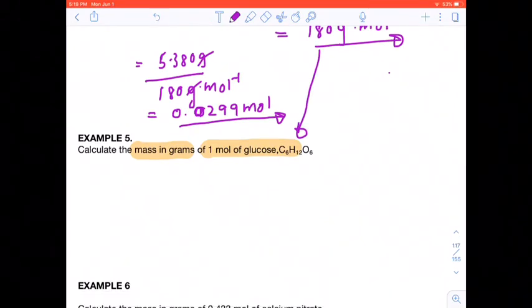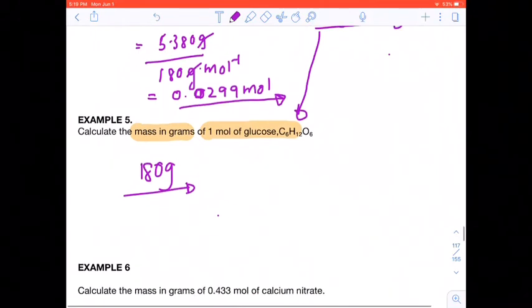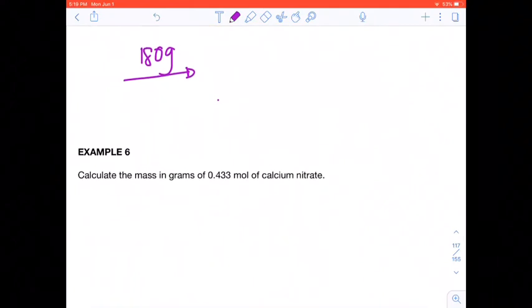So what's its mass? The mass in grams of 1 mole is 180 grams. There's the mass in 1 mole. If I had asked what is the molar mass, then the unit would be 180 grams per mole. But here I just want the mass in 1 mole. Okay, let's go to the next one.